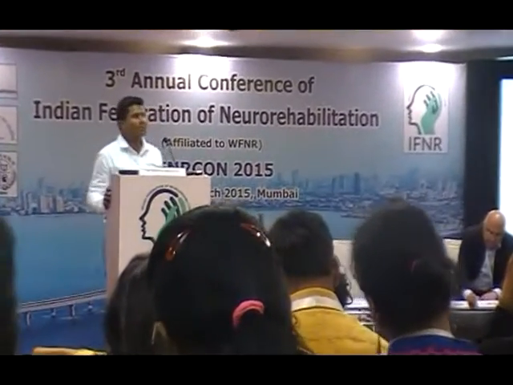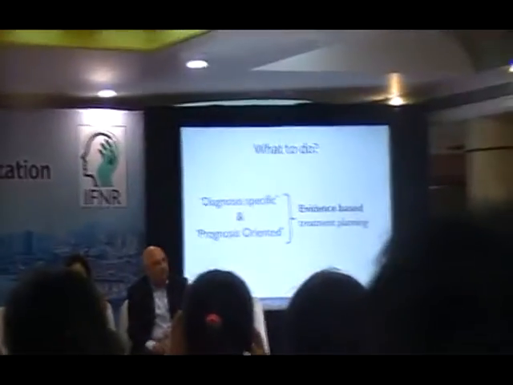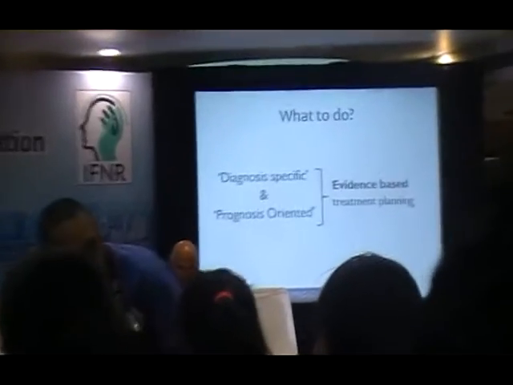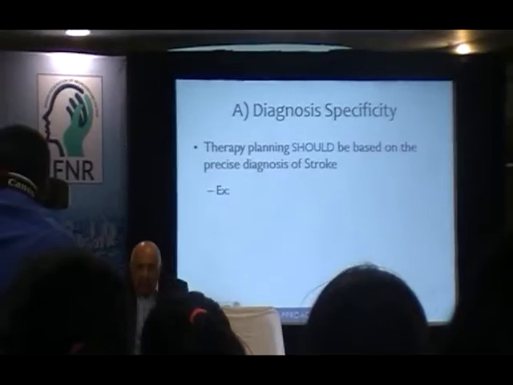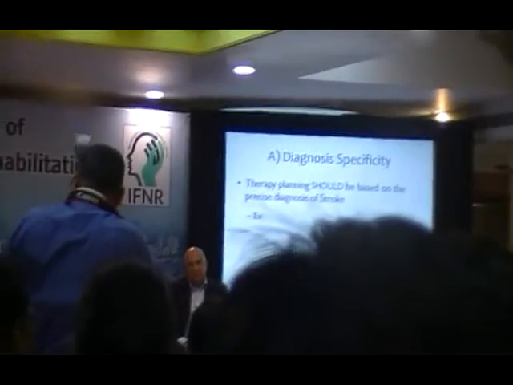The answer is a diagnosis-specific and prognostic-oriented, evidence-based treatment plan. So, what is diagnosis-specificity? Therapy planning should be based on the precise diagnosis of stroke. I would like to explain this concept with a simple example.